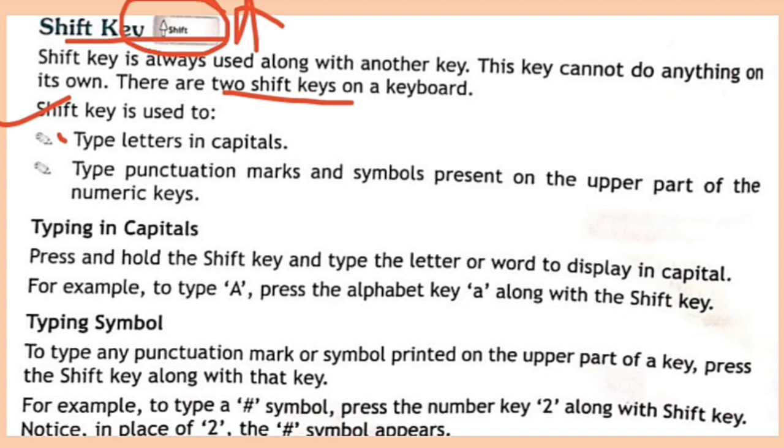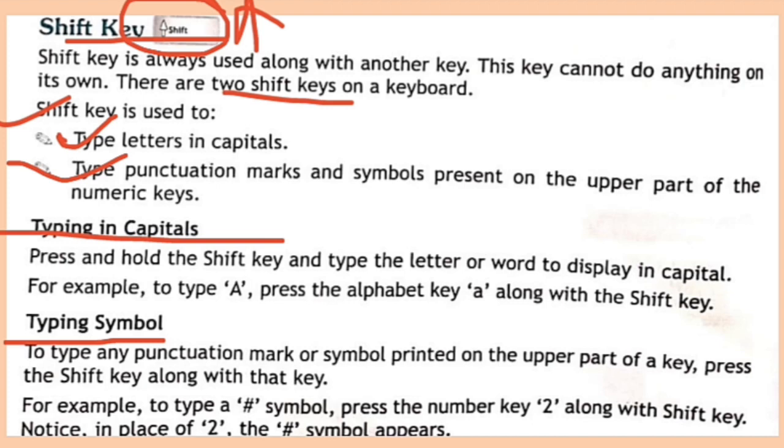The first use is to type letters in capitals. Second is to type punctuation marks or symbols present on the upper part of the numeric keys. There are numeric keys above the alphabet keys, from 0 to 9. On those numeric keys, some special symbols are there. For typing those special symbols, that is, punctuation marks and symbols, we use the Shift key combination.